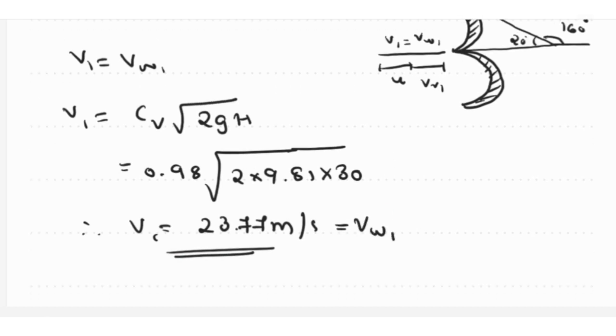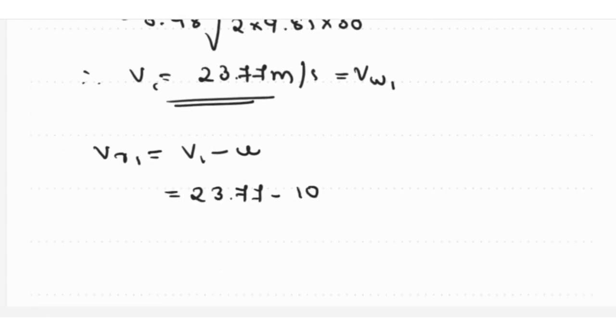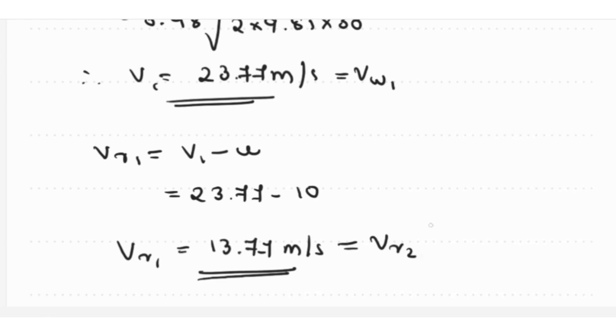So that is equal to vw1. So u is known, so we can calculate vr1. So vr1 is equal to v1 minus u, so 23.77 minus u, which is 10, so we'll get 13.77 meter per second. So this is vr1. So vr1 is equal to vr2. We will assume the bucket will be smooth, so that is vr2.